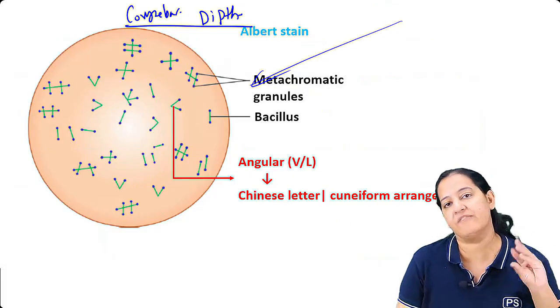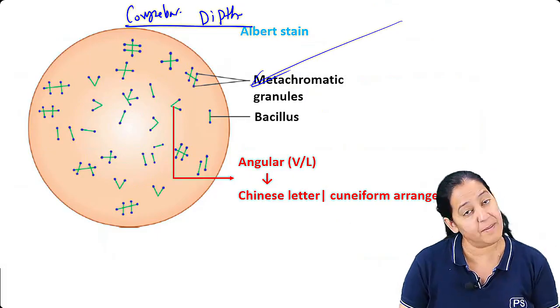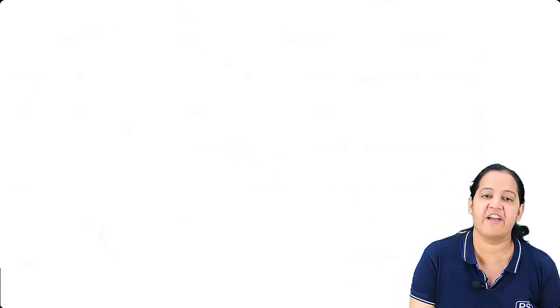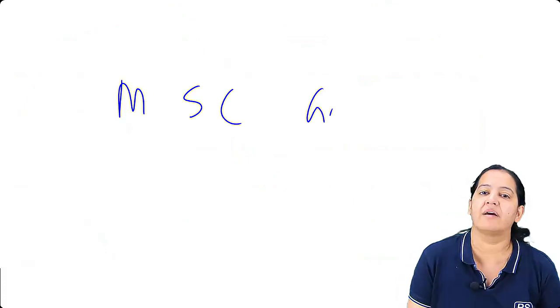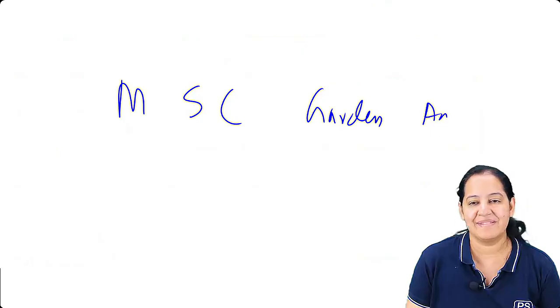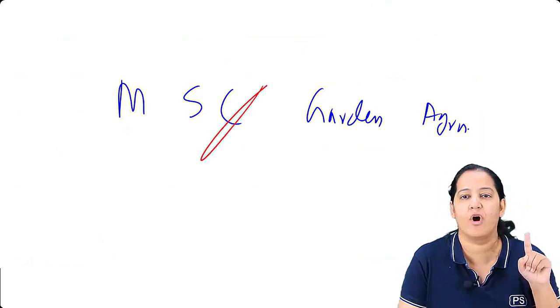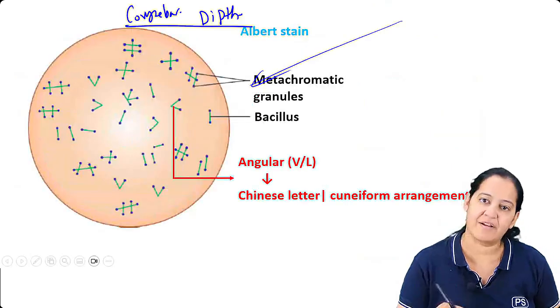Albert stain stains only 5 bacteria. Remember, जिसमें metachromatic granules होते हैं. कौन से होते हैं 5 bacteria? MHC गार्डन आगरा. याद आया? MHC गार्डन आगरा का जो C है वो है Corynebacterium diphtheria. So it is one of the bacteria stained by Albert stain.